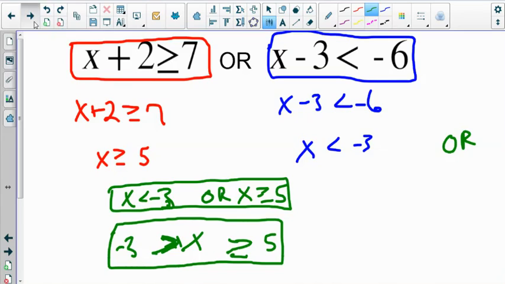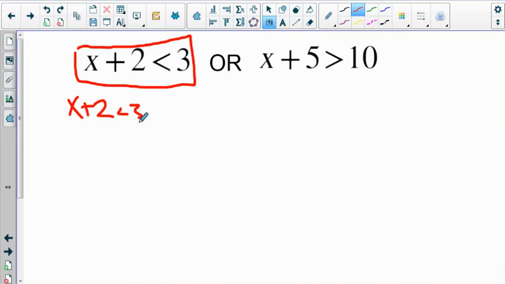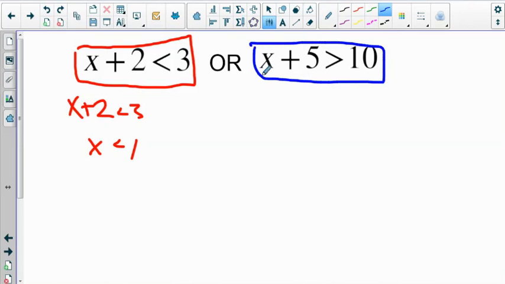All right, let's look at another example. Okay, again, this one's broken up for us. So I'm going to go to the left. X plus 2 is less than 3, which means x is less than 1. Took 2 away from both sides. Over here, x plus 5 is greater than 10, which means that take 5 away from both sides. X is greater than 5. Can you be smaller than 1 and bigger than 5? No, you cannot. So that's going to be an or.